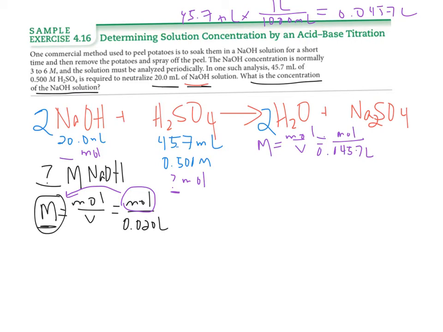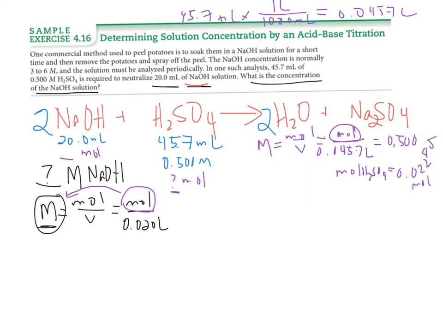I don't know my moles, but I did know the molarity was 0.500. So I can solve for my moles if I multiply both sides by 0.0457. So I'm going to do that and get moles of H2SO4 equal 0.02285. 0.02285 moles of sulfuric acid.